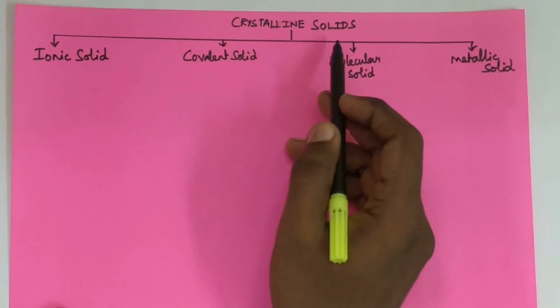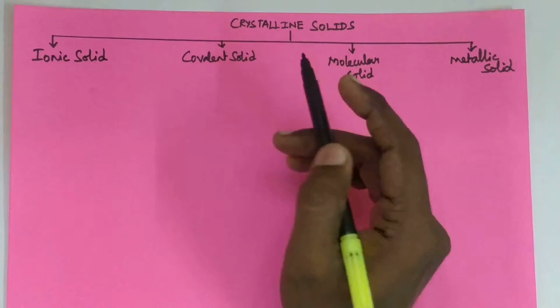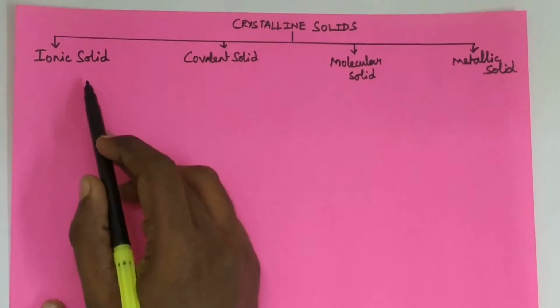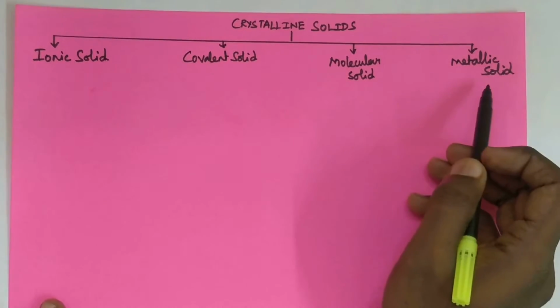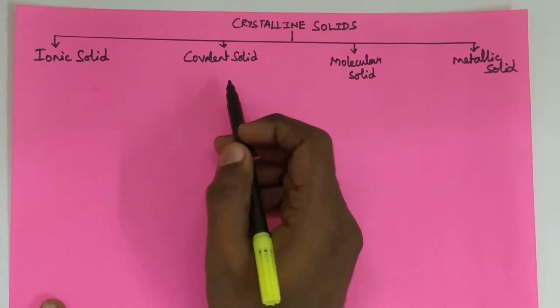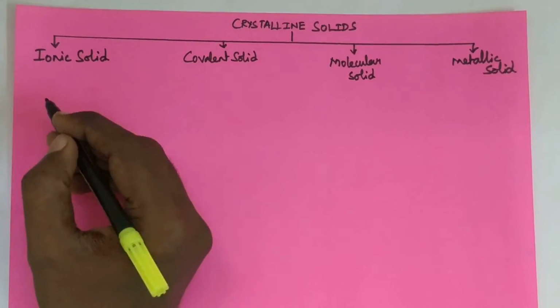Next topic is crystalline solid. Already in solids we studied that solids are classified into two types, crystalline and amorphous. And crystalline solids we will see in several types: ionic, covalent, molecular and metallic. We will see them one by one because these are possible 3-mark or 4-mark questions. So it is an important topic. First, we will see ionic solid.